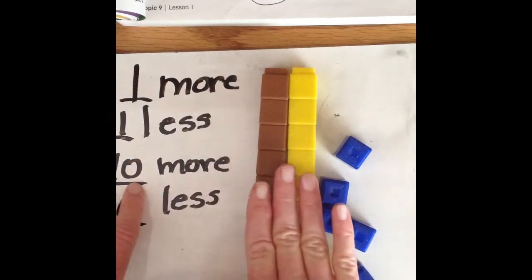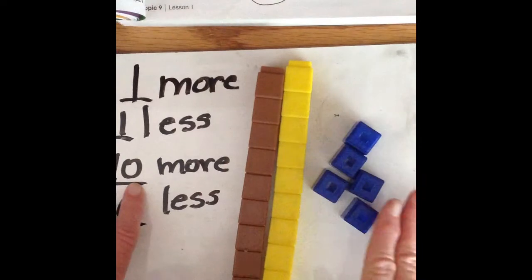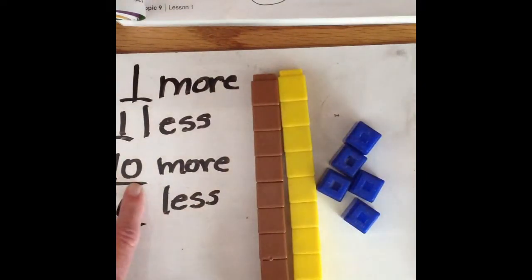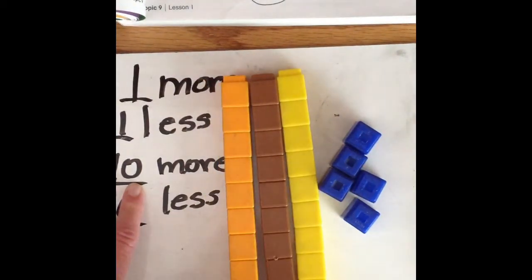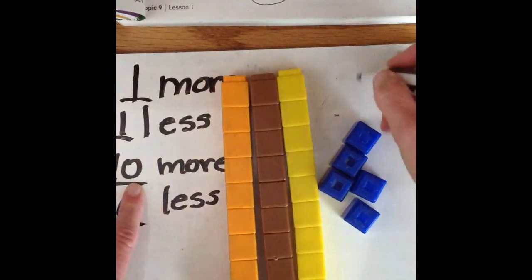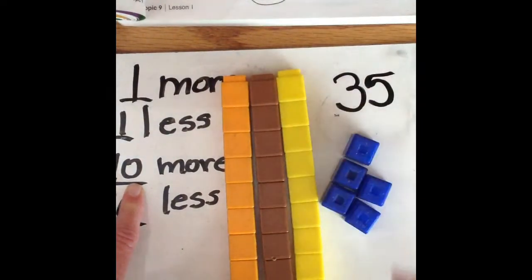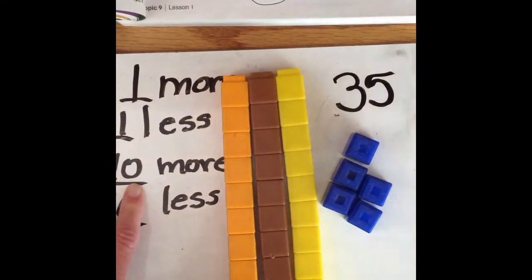Okay, now the next part at the top that they talk about is now changing the tens. So now we're going to be using the 10 sticks. The ones are going to stay the same. There's going to be 5 of them. But now they want 10 more. So instead of just adding 1, I'm actually going to add a 10 stick. So now I have 3 10s and 5 ones for 35. So 35 is 10 more than 25.